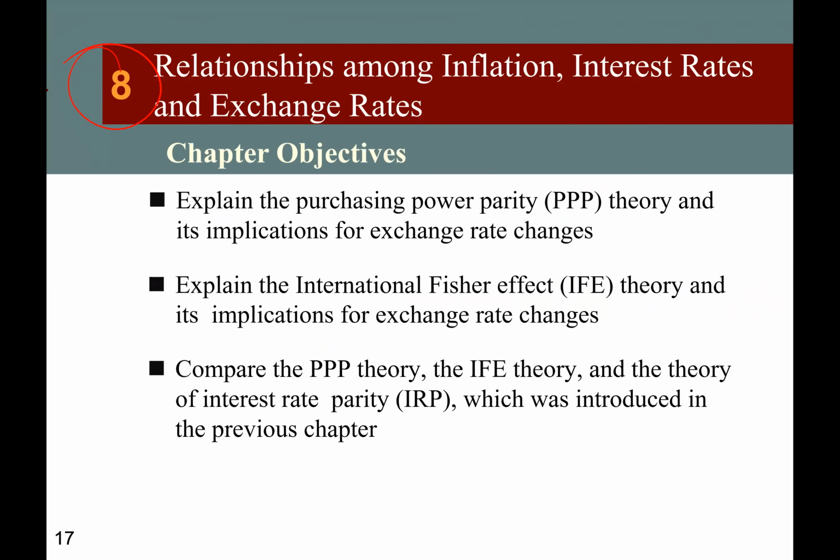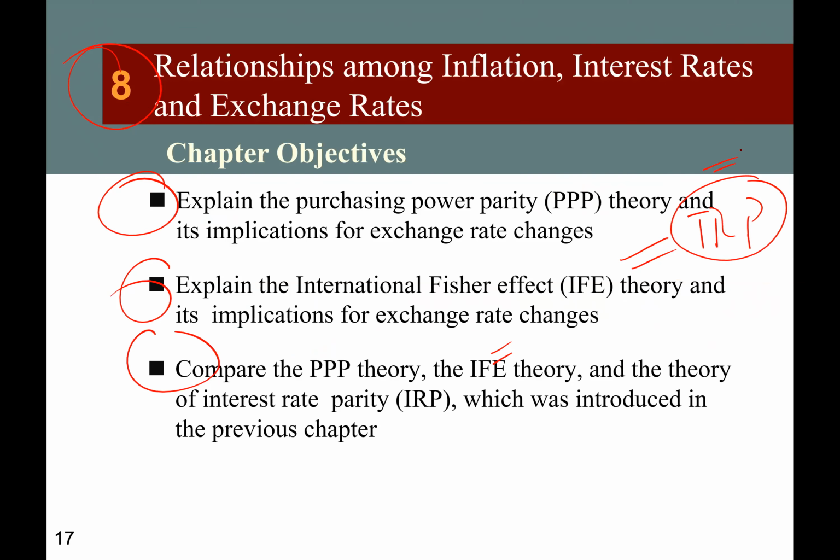Now we are moving to chapter 8, in which we talk about the purchasing power parity, and then we talk about the international Fisher effect, and then we compare these theories. So remember what we talked about? IRP, which is interest rate parity, in which we talk about how the forward premium is going to be affected by the difference between home interest rate and foreign interest rate.